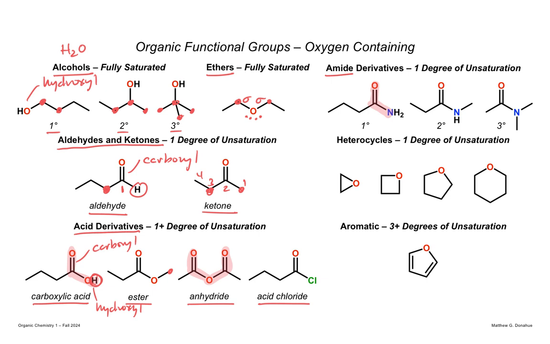And these have 3 classes: primary, secondary, and tertiary. And so you're looking at the nitrogen and you're counting how many carbon atoms it's bonded to. So the primary is only bonded to the carbonyl. Secondary has the carbonyl plus another carbon. Tertiary, carbonyl, carbon, carbon.